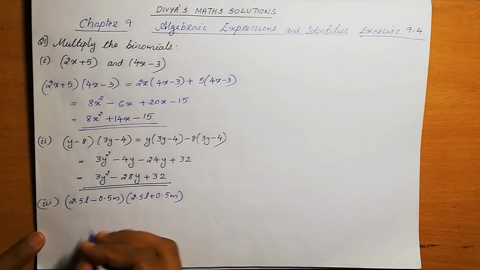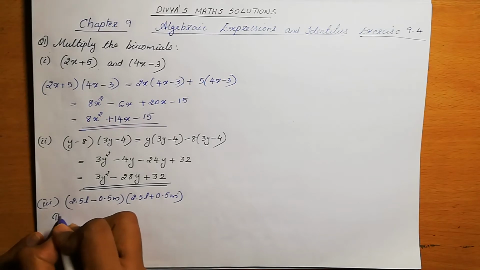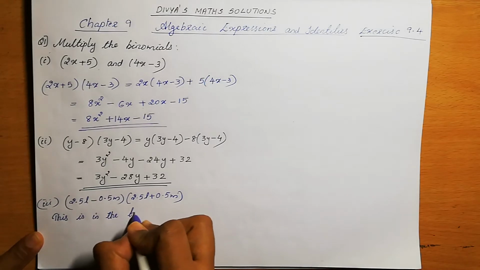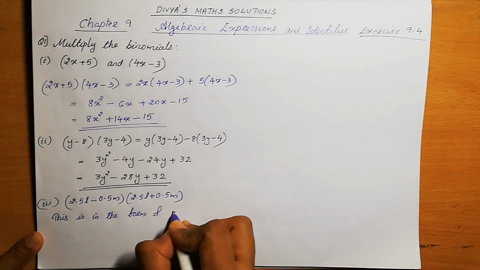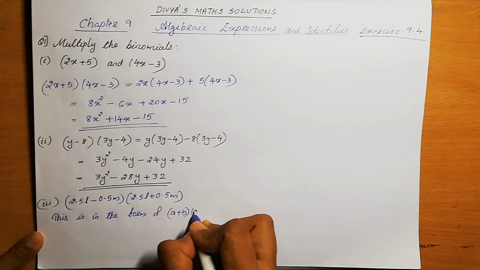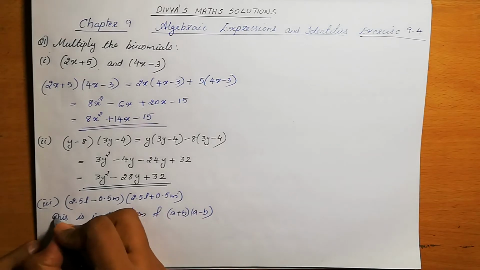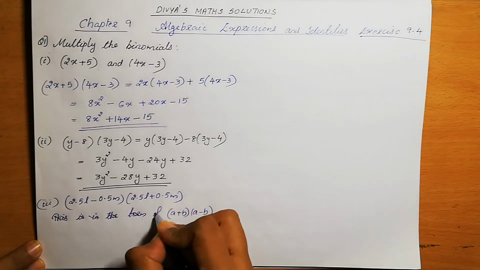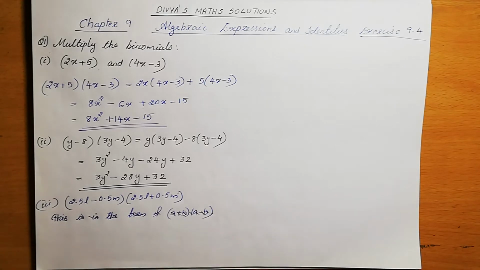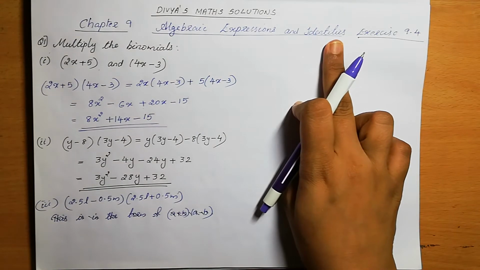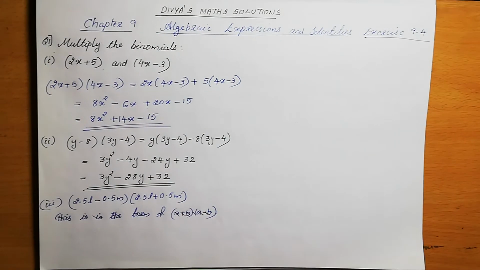So now this is in the form of a plus b into a minus b. A plus b into a minus b means what is the expansion? A square minus b square. I think you didn't learn this yet, right? Okay, we are going to learn it later. This is an identity, and in the next part we are going to learn about the algebraic identities. That means directly we can do. Anyway, here we can open the bracket.